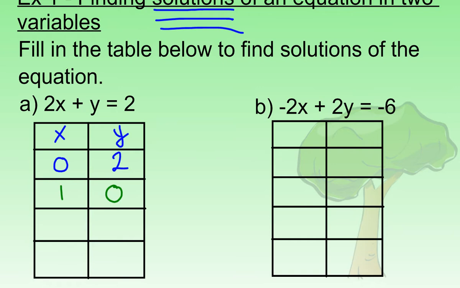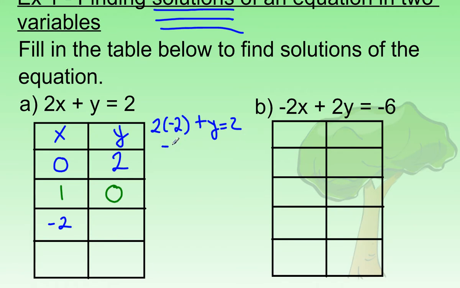Now, I personally like to have some positives and some negatives. So I'm going to start with an x value. What happens if my x value is, I don't know, say negative 2. I just made something up. So if my x value is negative 2, I plug negative 2 in for the x: 2 times negative 2 plus y equals 2. Okay, and now let's see. I'm just going to get the y variable by myself. I'm going to solve this equation.